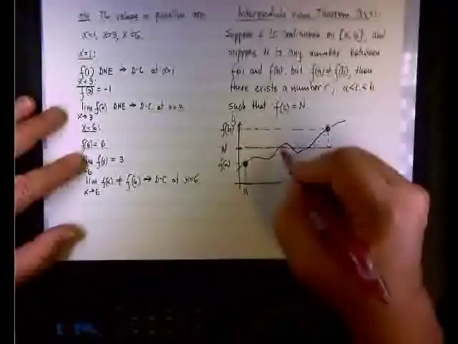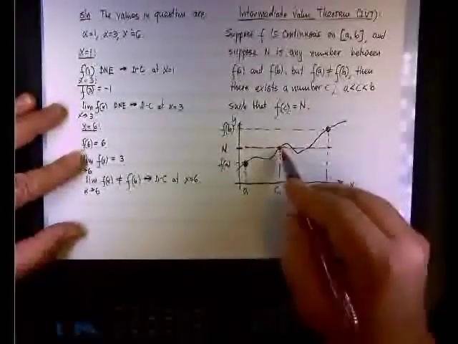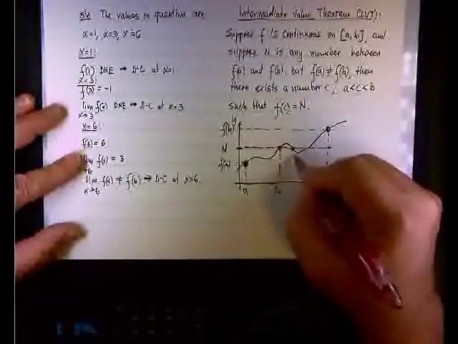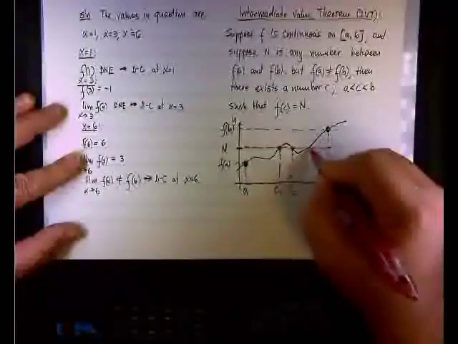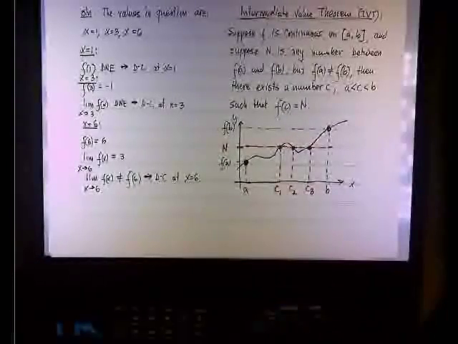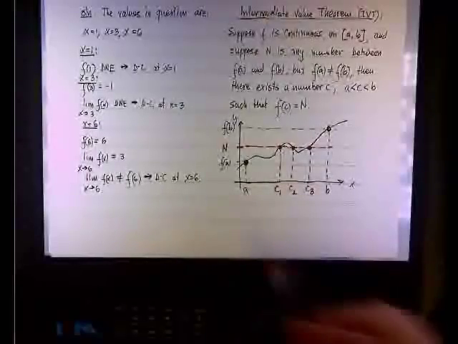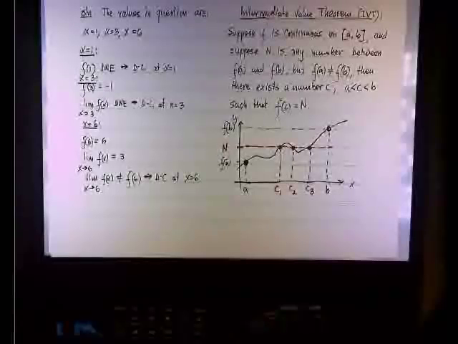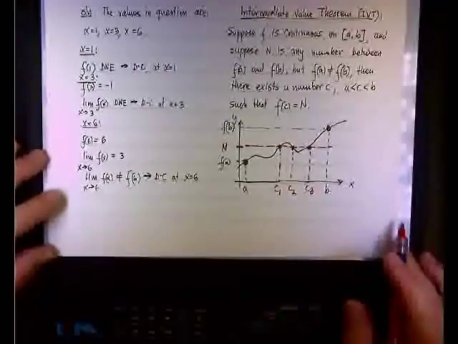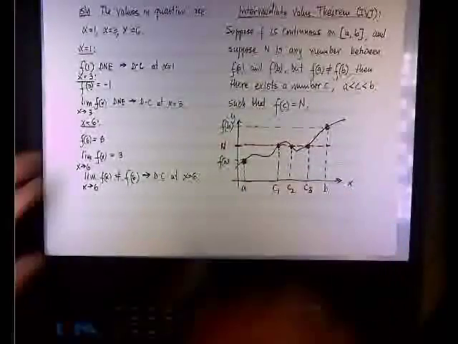In this case, we have three of those, if you think about it. The first c, call it c1, is this value, where f of c1 equals n. The second one, let's call it c2, is this one. The third one, call it c3, is here. So we have three values of x between a and b, such that f of c1 equals f of c2 equals f of c3 equals n. Is n arbitrary? n is arbitrary between the two.